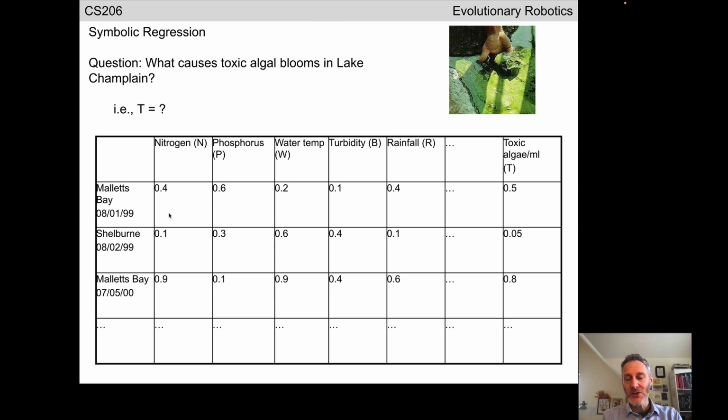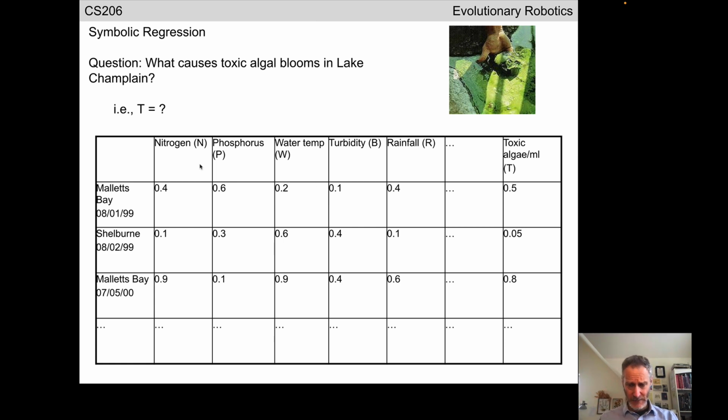So there have been a number of research projects here at UVM over the years to collect data and actually try and learn a relationship between different features of the lake, like the amount of nitrogen in the water, the amount of phosphorus in the water, its temperature, turbidity, how clear the water is, the amount of rainfall, and so on, and use that to predict whether or not an algal bloom will appear at that place and at that time in the lake in the not too distant future.